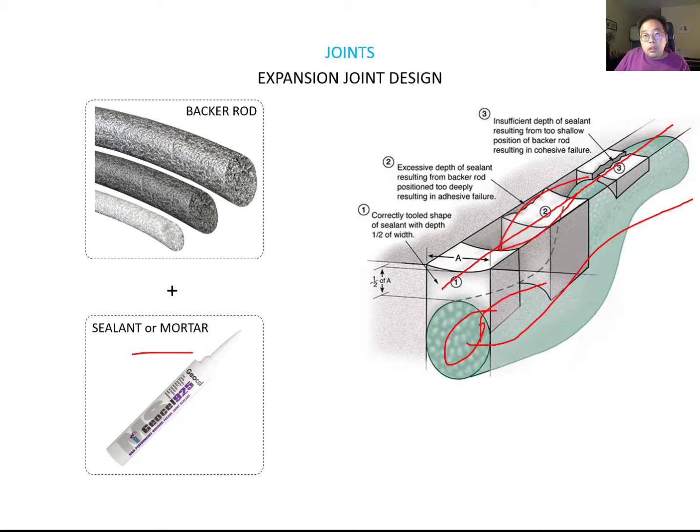So let's see the joint sealant detail between the stone panel and the infill gap. You can see the sealant and backer rod here. The backer rod has to be added here, then the sealant or mortar needs to be added over the backer rod, giving extra protection.